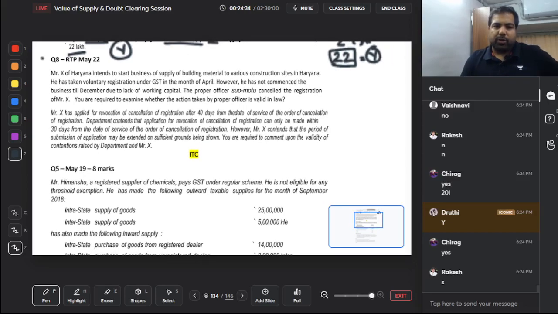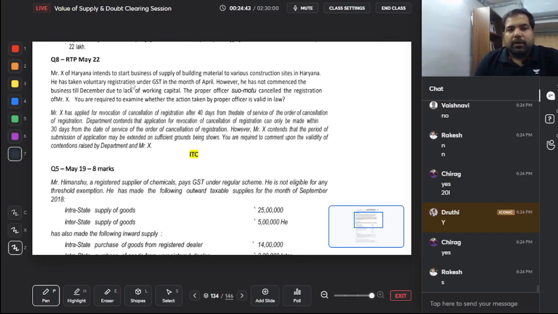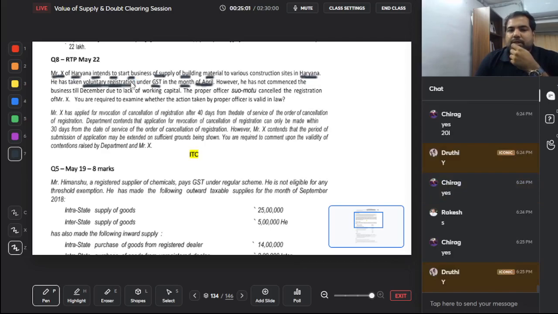That is a very good question, and I have a feeling this question could be there in your exam next, because this is based on a recent change. Mr. X of Haryana intends to start a business of supplying building material to various construction sites in Haryana. He has taken voluntary registration under GST in the month of April. Guys, can you take voluntary registration? Yes. However, he has not commenced the business till December.